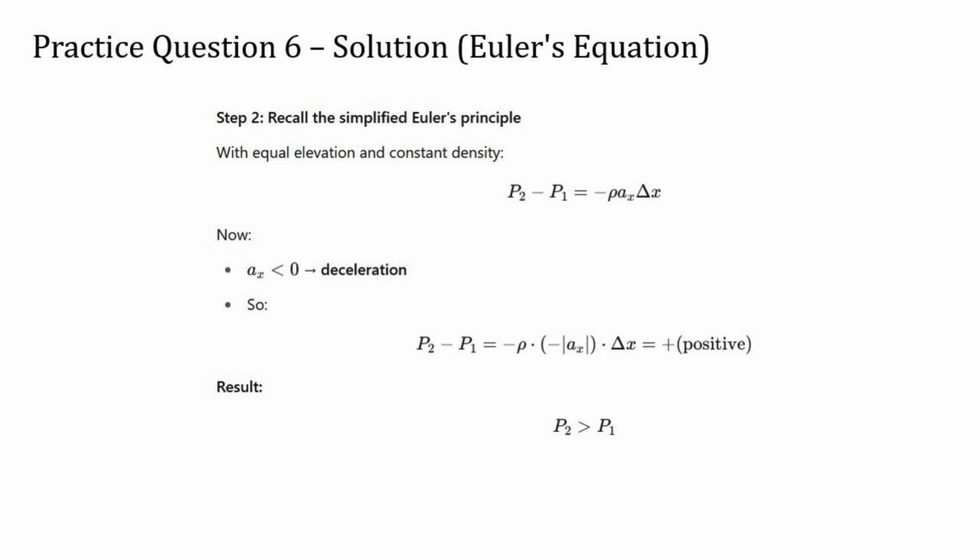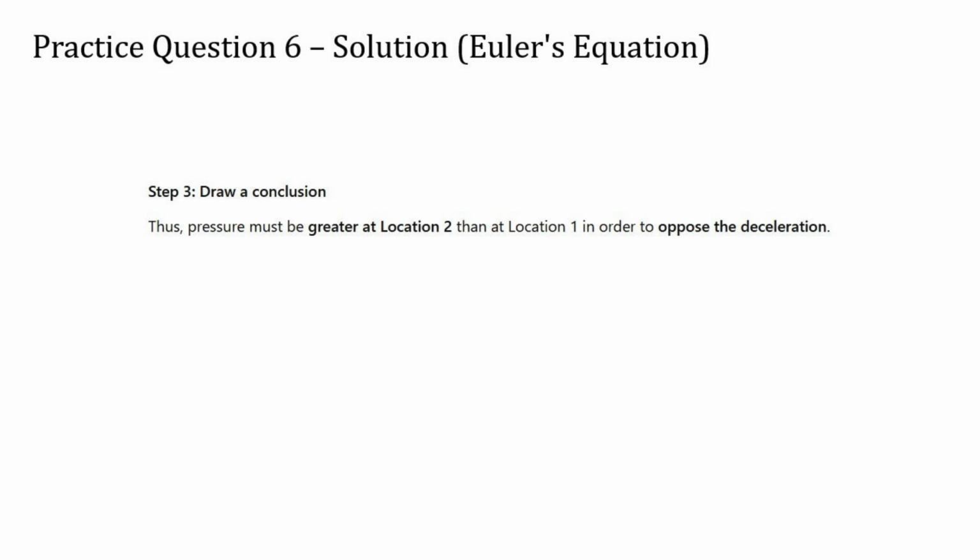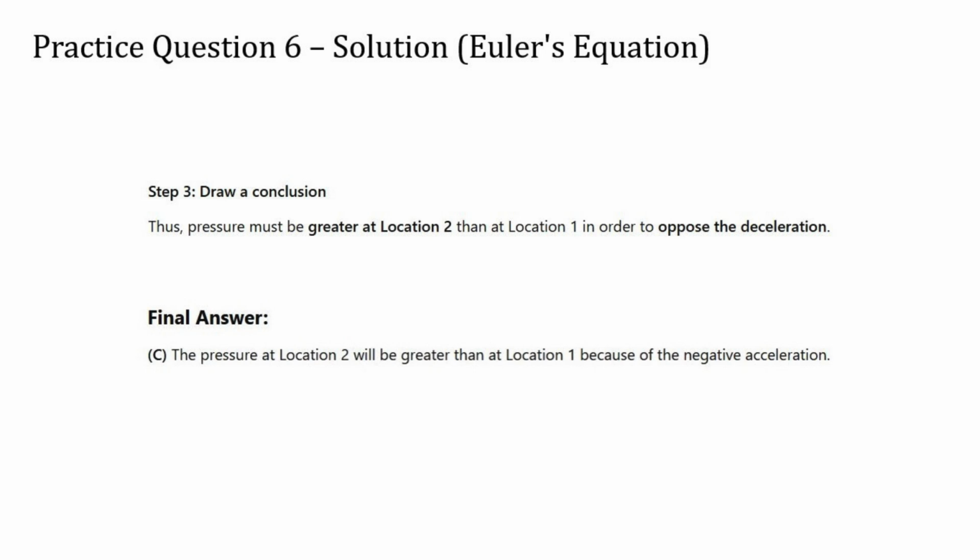This makes physical sense too. When fluid slows down rapidly, it compresses slightly if it's compressible, which creates a buildup of pressure behind the point of deceleration, in this case, just upstream of the valve. So, in order to oppose the deceleration and maintain momentum conservation, the pressure at location 2 must be higher. Thus, the correct interpretation is that the pressure increases in the direction opposite to the negative acceleration and therefore, the pressure at location 2 is greater than at location 1. This means answer choice C is correct.